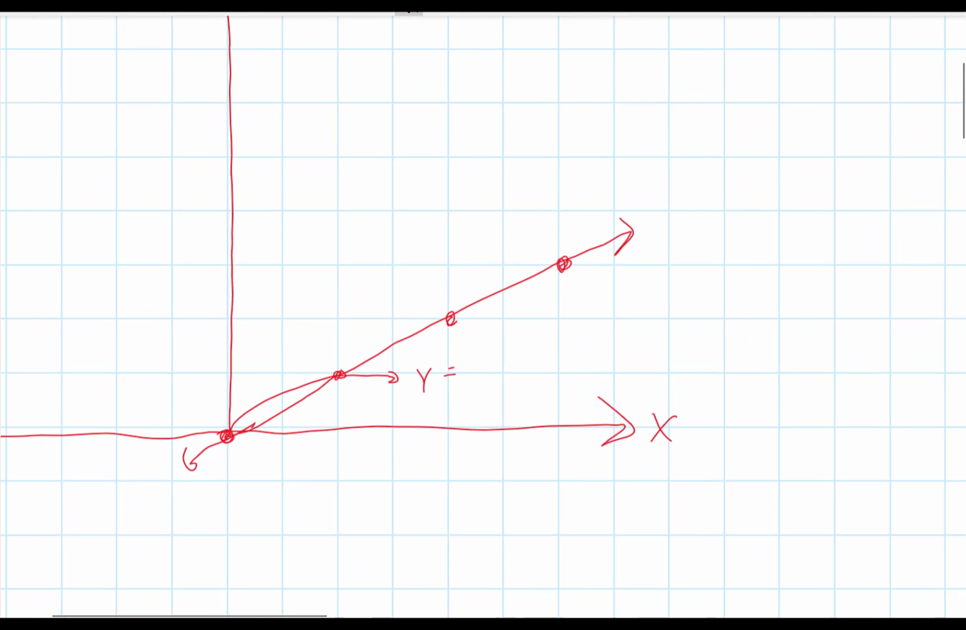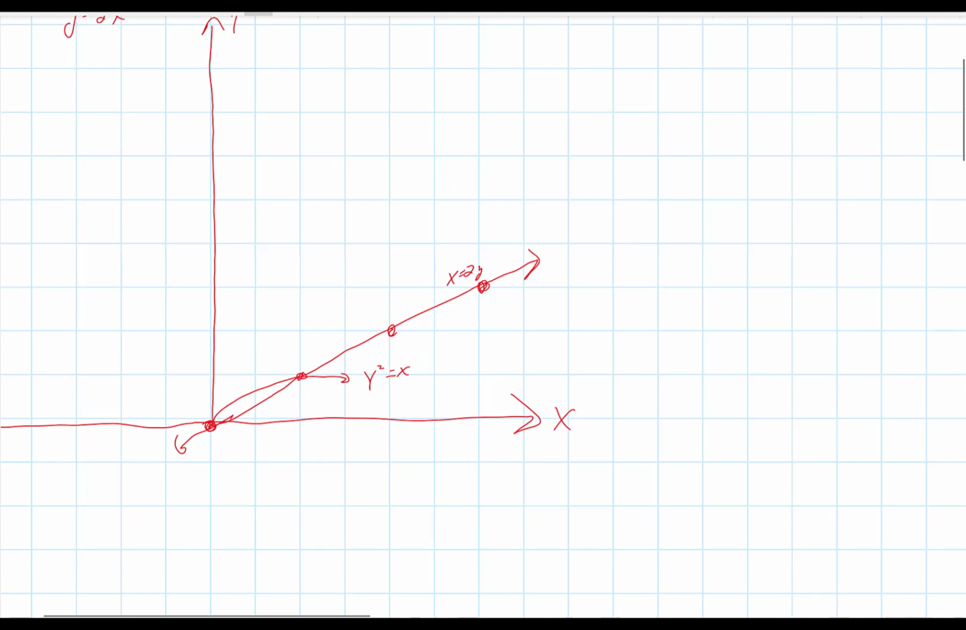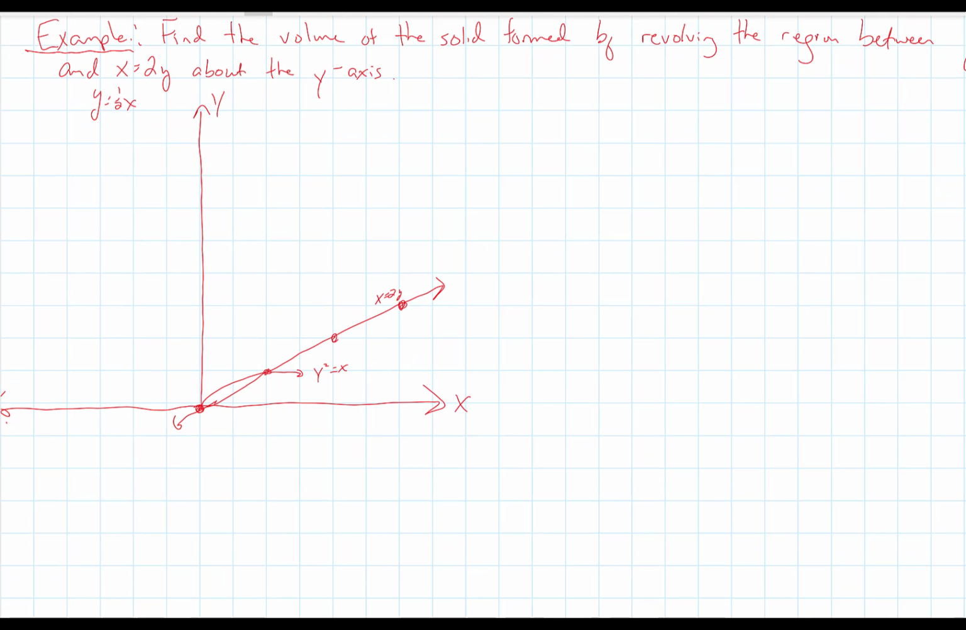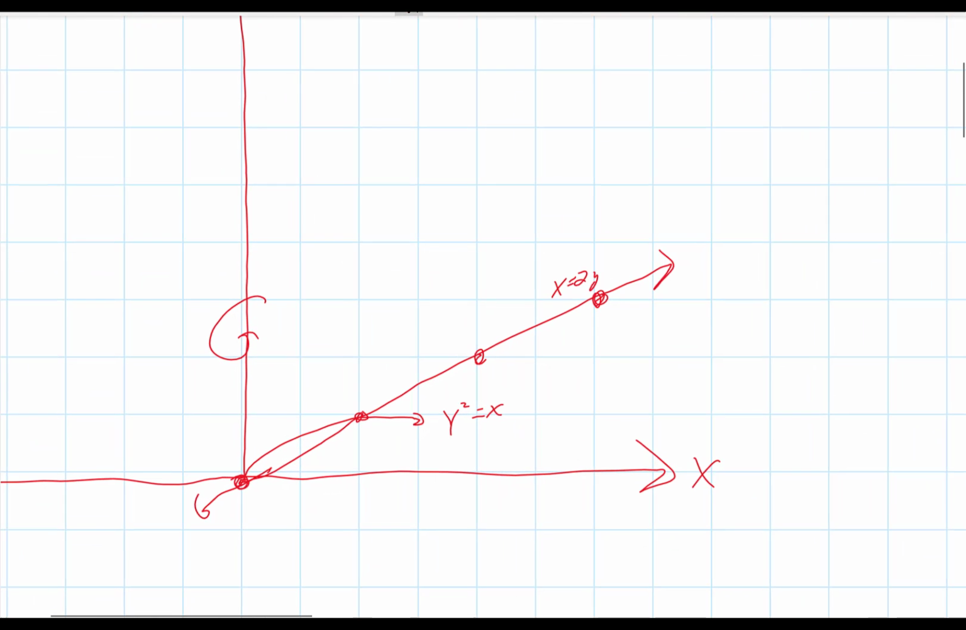So I'm going to zoom in a little bit to make it just a little bit easier to see. So we've got y squared equals x, and we have x equals 2y. And we're revolving this around the y-axis. So if we think about our slices, we need to integrate with respect to y.